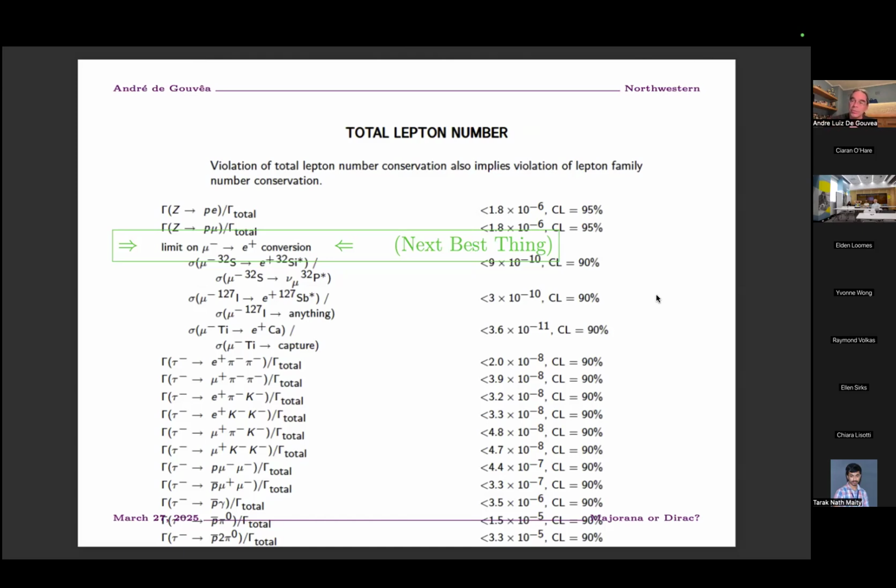These bounds can be very strong because you can look for these things in the same place where you look for mu to e conversion. And it's exciting to pay attention to this because there are 2 new efforts, one in the US, one in Japan, that are invested in improving our sensitivity to mu to e conversion. And at least one of them, the one in the US, can improve on the mu minus to e plus conversion bound, hopefully by a couple of orders of magnitude. So it's a good space to watch.